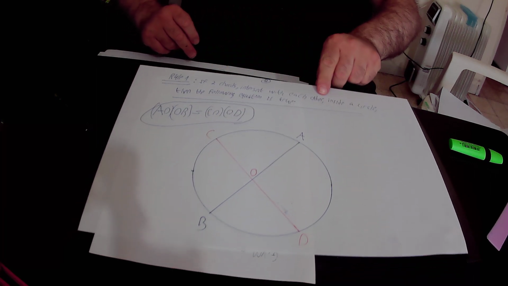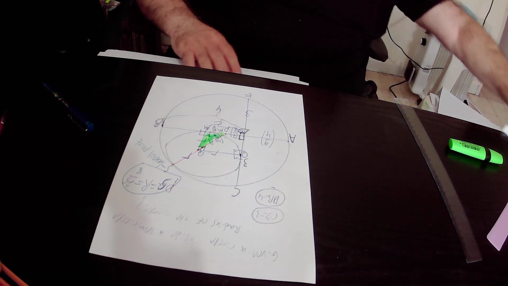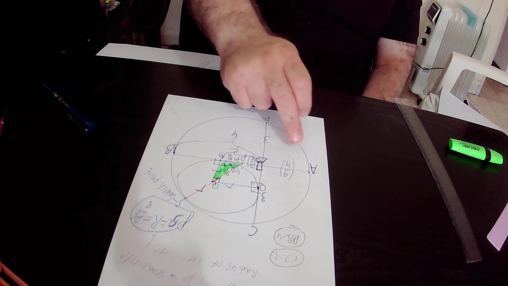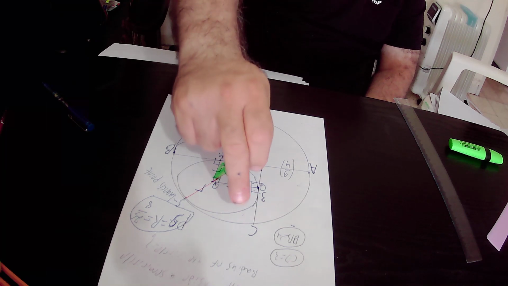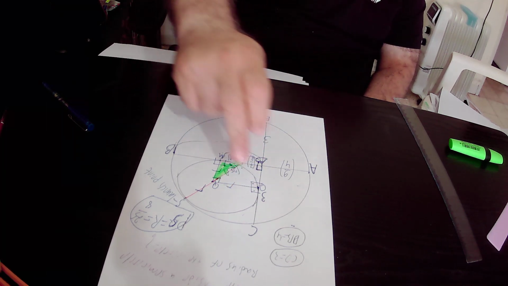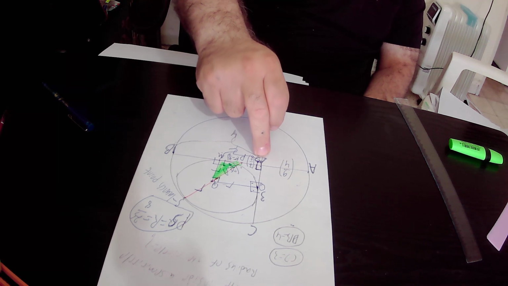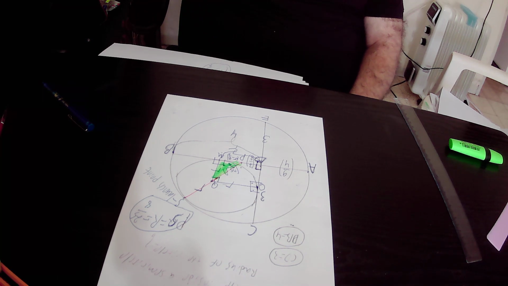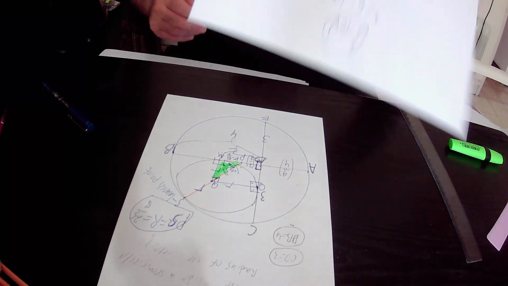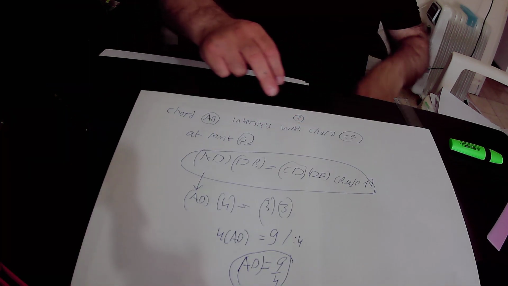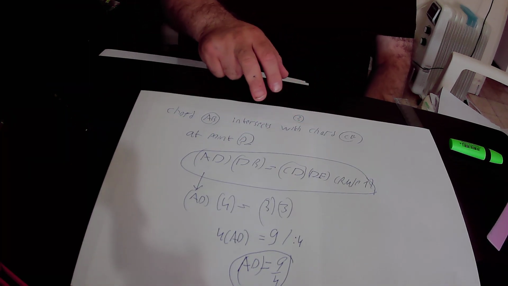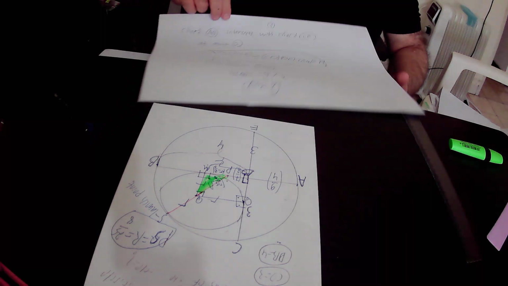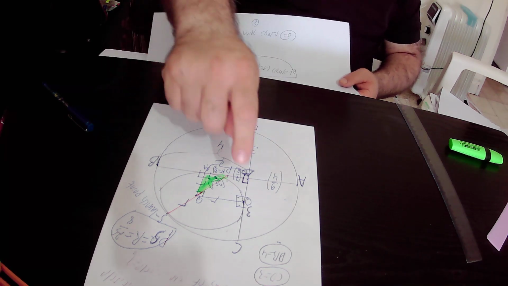And we actually can implement rule number 1 in our drawing. Why? Because in our drawing we have chord AB. Chord AB intersects with chord CE at point D. Point D is the intersection point of chord AB with chord CE. Therefore, according to rule number 1, we get that AD times DB equals CD times DE.